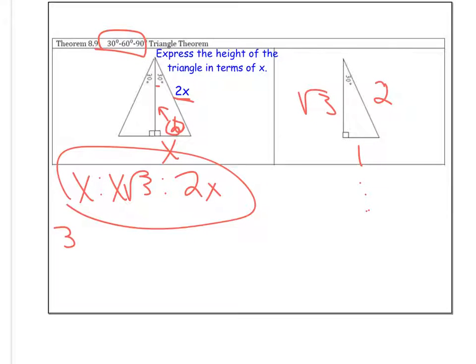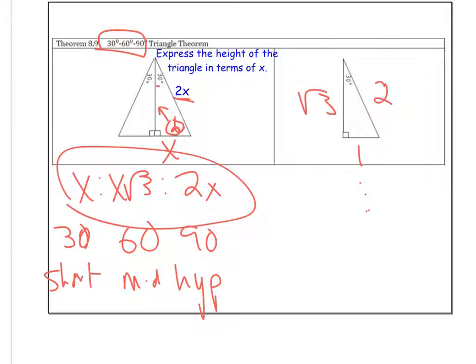All right, so 30, 60, 90. I take the sides across from that, short side, mid, hypotenuse. Now, kind of unwritten rule in geometry that I really, really hope makes sense, and that is that small angle across from small side, middle angle across from middle side, big angle across from big side. So for a 30, 60, 90, this is the short side, middle side, long side.